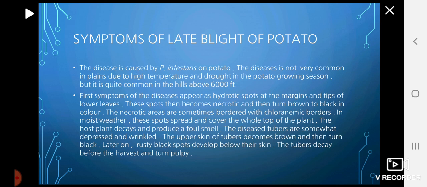and the diseased tubers are depressed and wrinkled. The upper skin of the tubers becomes brown and then turns black. Later on, rusty black spots develop below the skin, and the tubers decay before the harvest and turn pulpy.